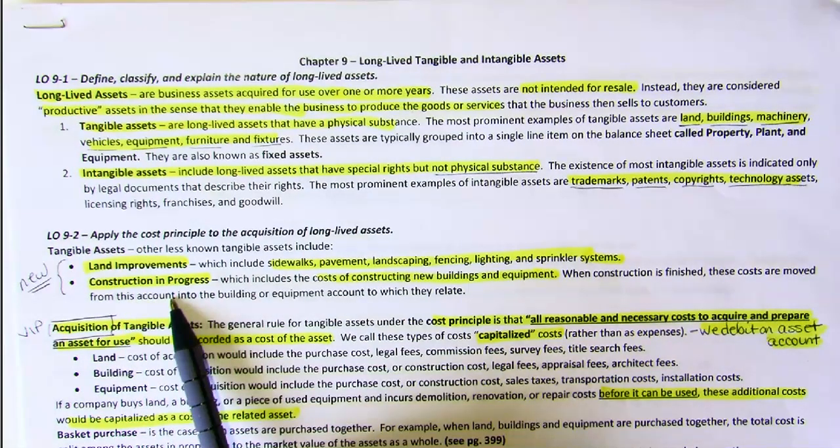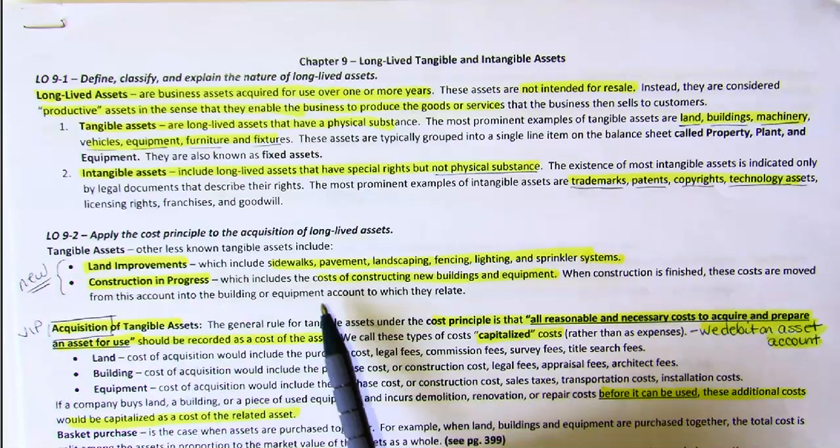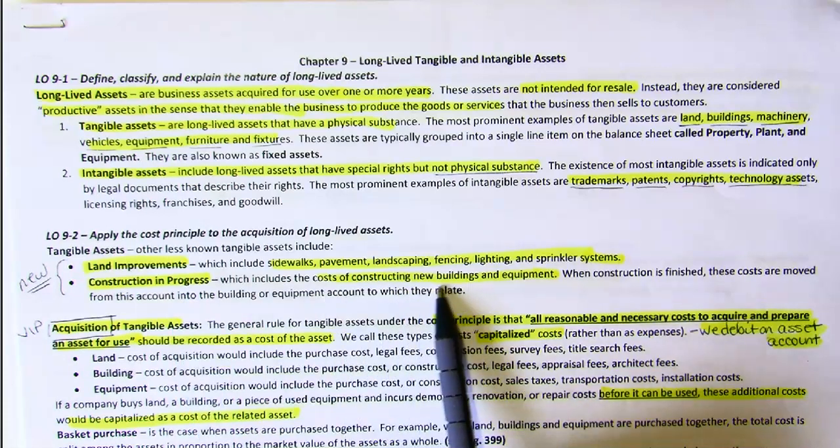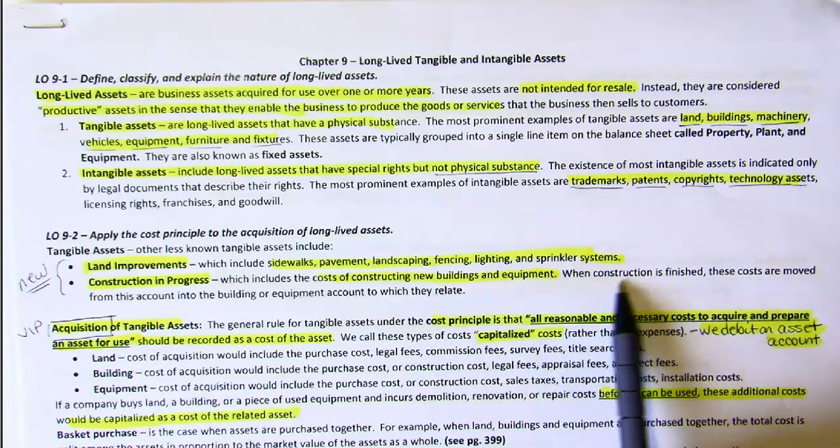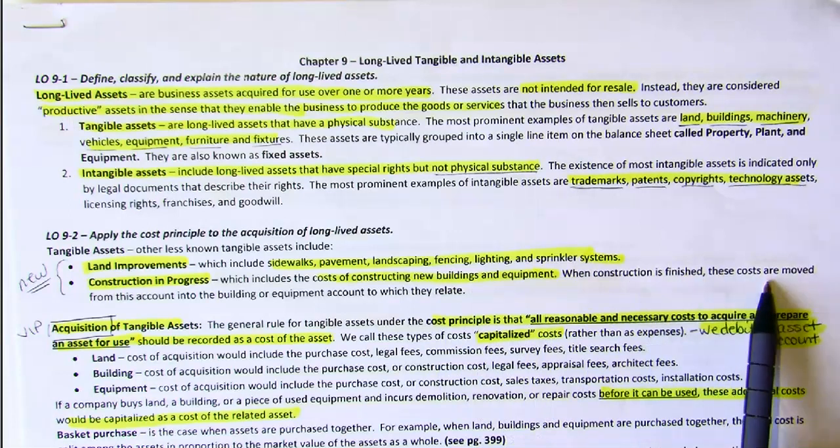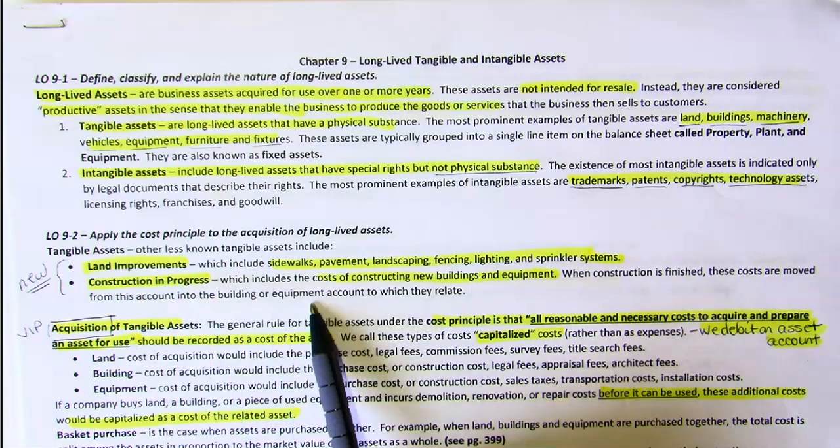Construction in progress is also another new account. It includes the cost of constructing new buildings and equipment, and then when construction is finished, these costs are moved out of this account and into a separate building or equipment account.